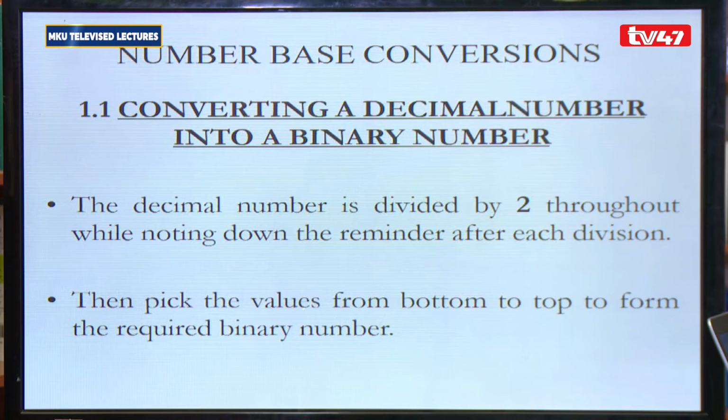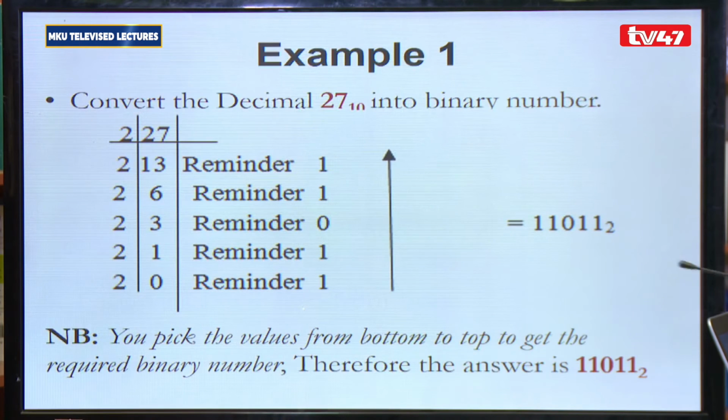So to do that, you divide the decimal number by 2 throughout, as you note the remainder after each division. Then you pick the values from bottom to top to get the required binary digits. You divide the numbers by 2 after every division. We'll have an example. In this case, for instance, we want to change the decimal number 27 to base 2, to binary. You divide by 2 throughout.